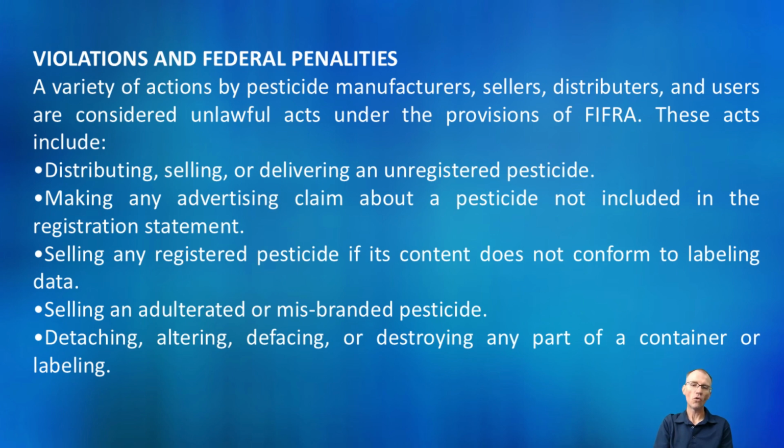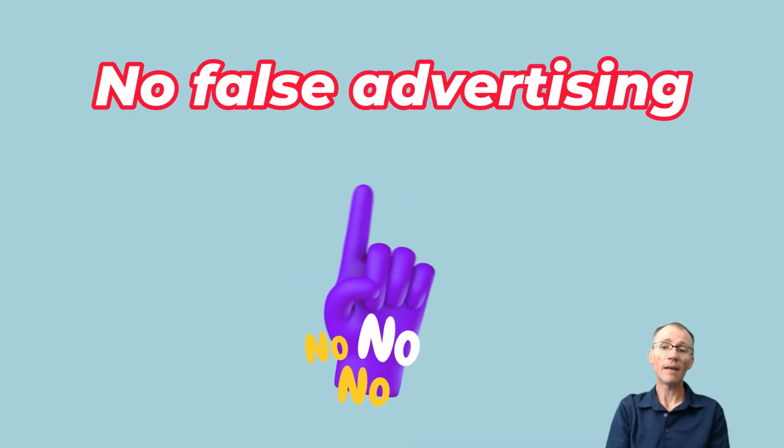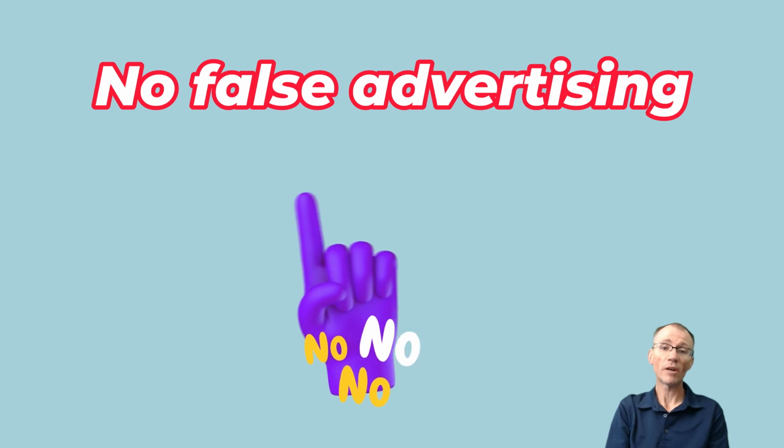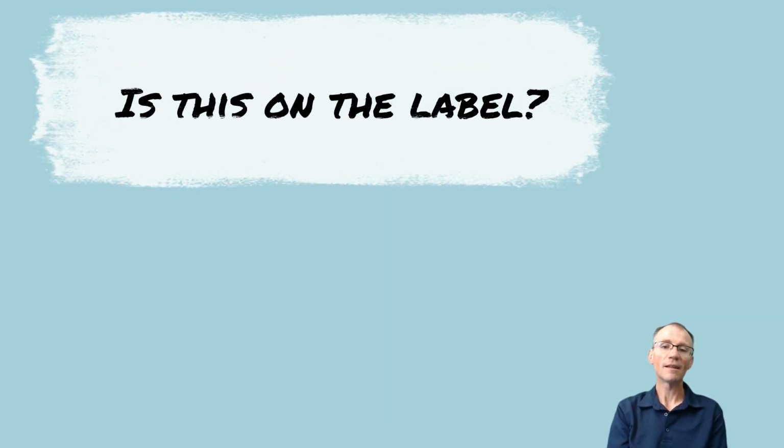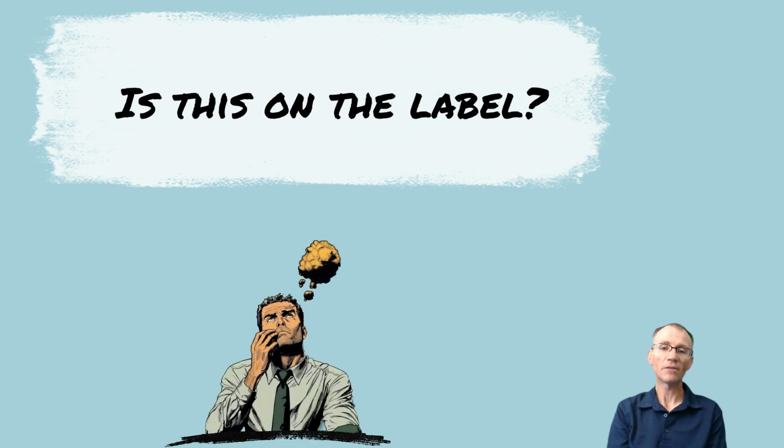Most of you on this course are going to be people that are out using the pesticide. So when we talk about what's considered an unlawful act, I'm really thinking about users here. You cannot do any of the things talked about here. You can't make an advertising claim about a pesticide not included in the registration statement. Those of you making marketing pieces really need to think about, before I put advertising out there about a product, let me make sure it's on the label and it's exactly what the product can do. Do not put false statements out there because that is illegal.